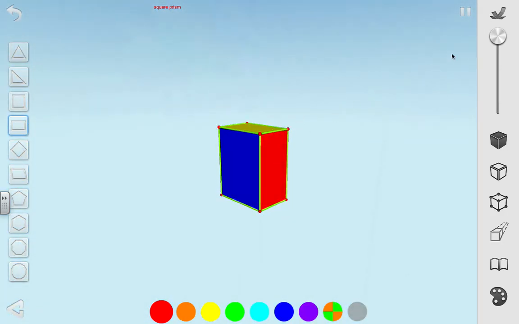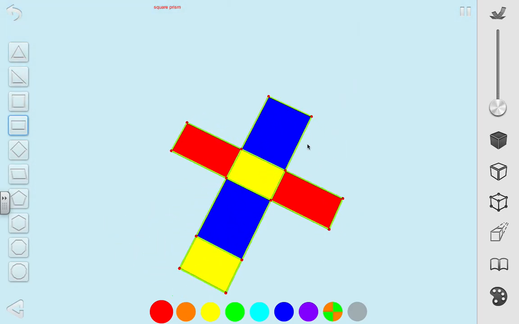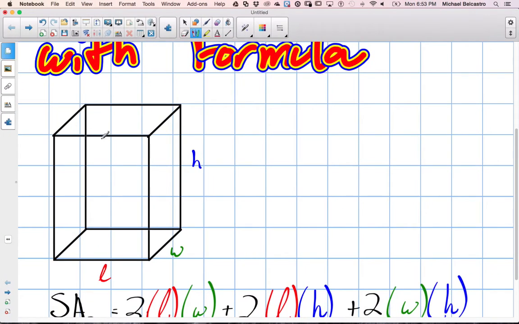It's hard to see as we're spinning it all around, but if we make it a net, it's a little easier to visualize, right? The 2 yellows are the top and bottom, they're the same area. The 2 reds are the left and right, and the blues are the front and back. So now we know that there are going to be 6 faces, and that can help us explain our formula.